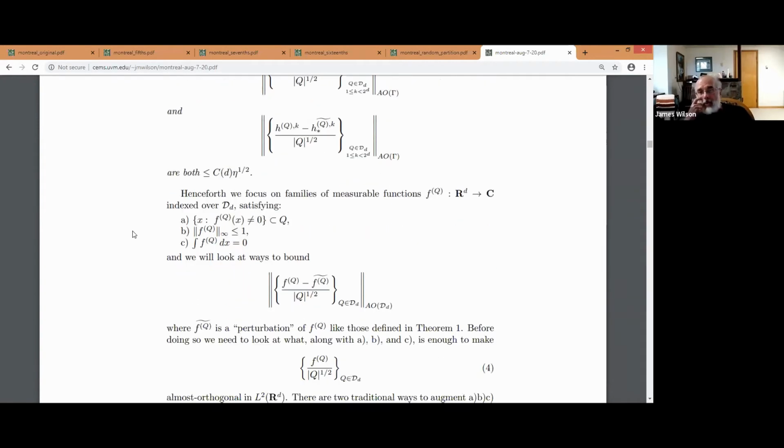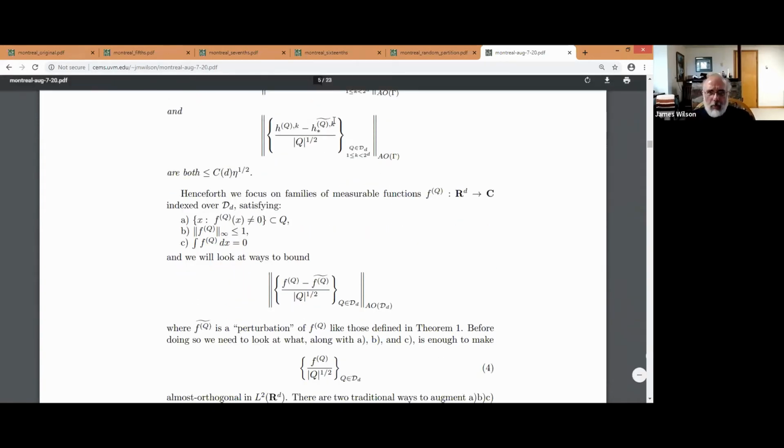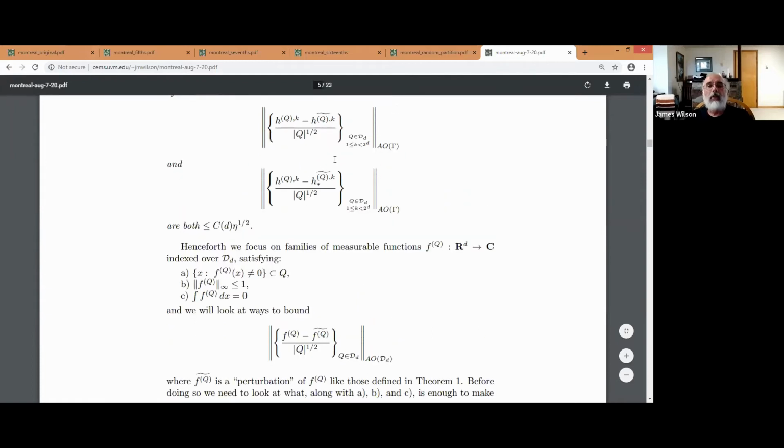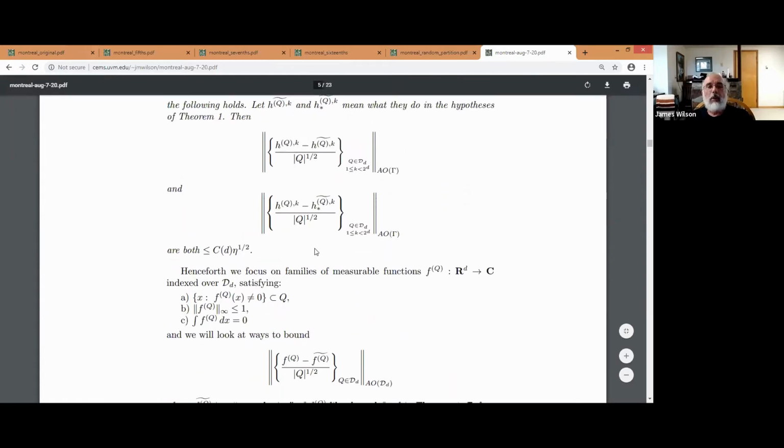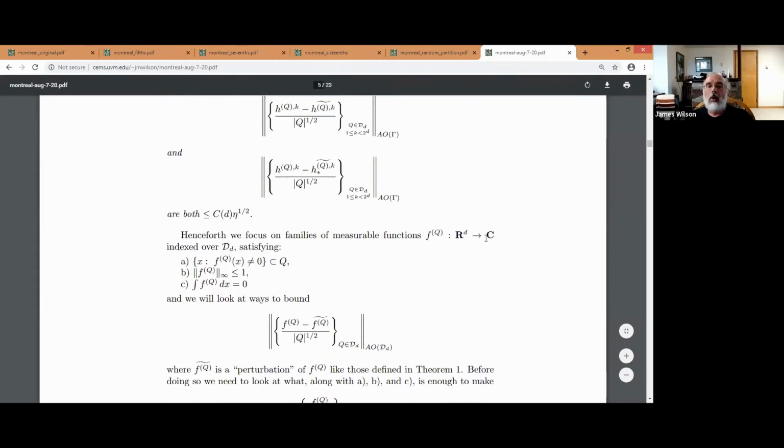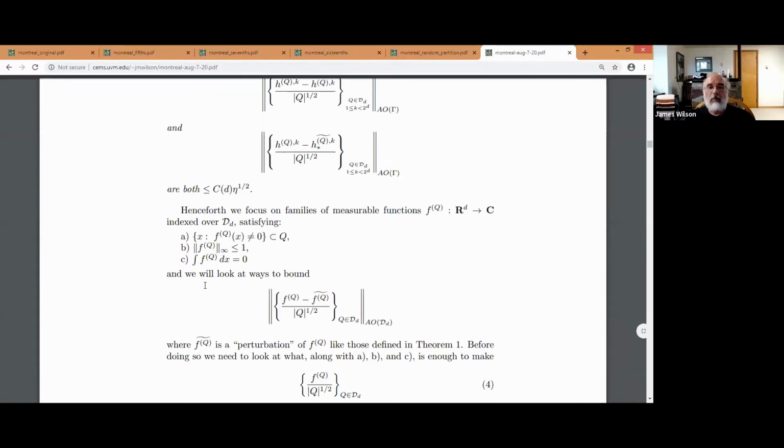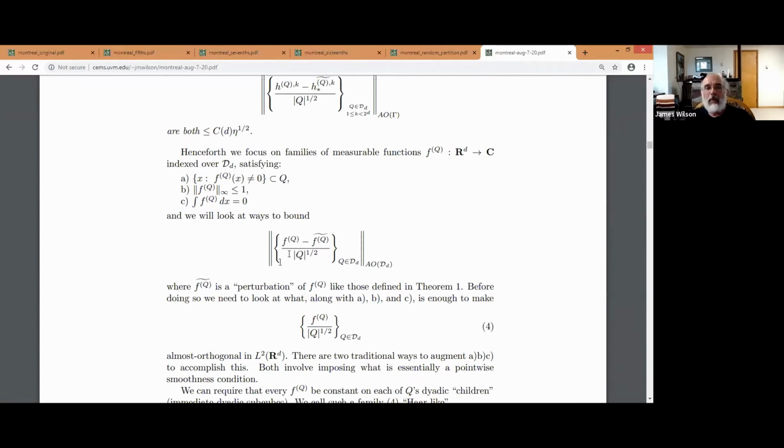Okay. Now, henceforth, I'm going to forget about this k up here, and just look at the q, the index being over q. So I'm going to look at families of measurable functions from R^d to C, indexed over the dyadic cubes q, such that first of all, for every q, the set where f_q of x is non-zero is contained in q. The L infinity norm is bounded by 1, and the integral is 0. Okay, so cool. And we're going to look at ways to bound things like this.